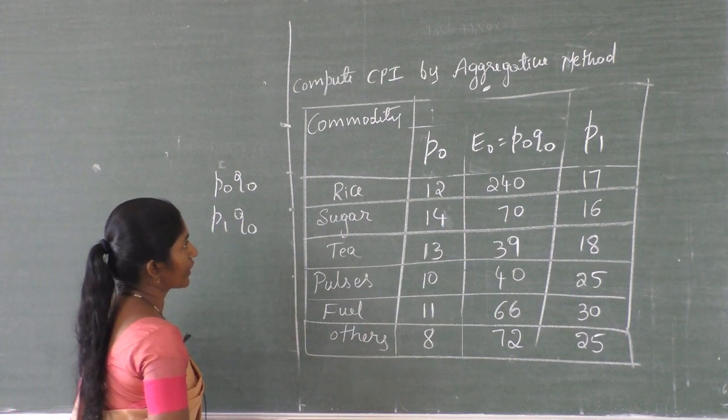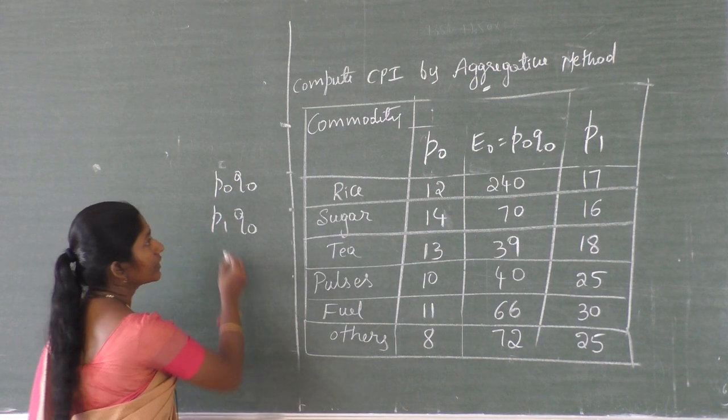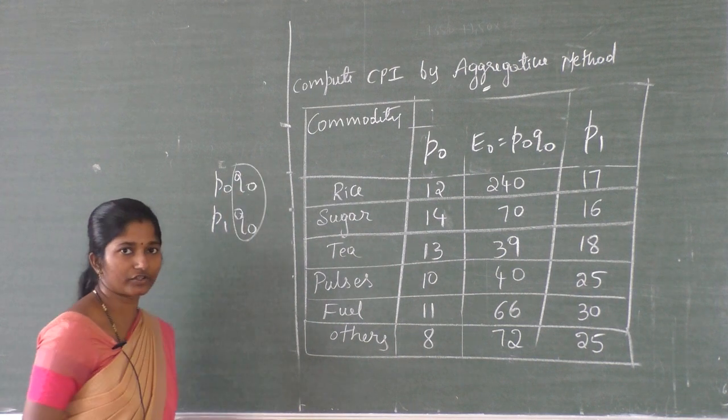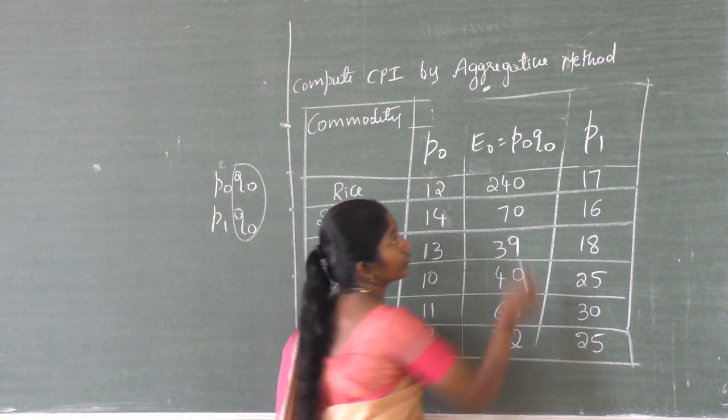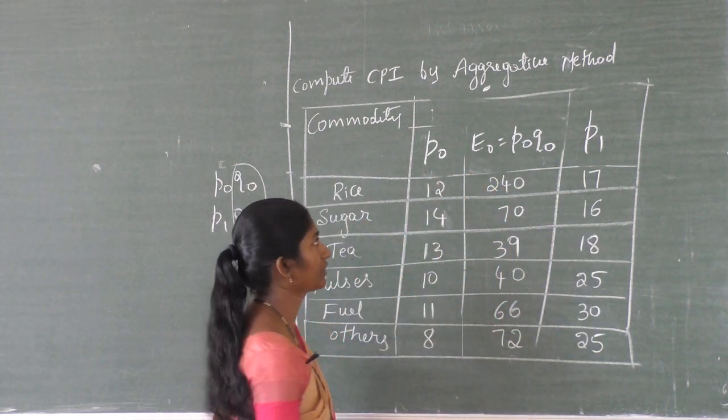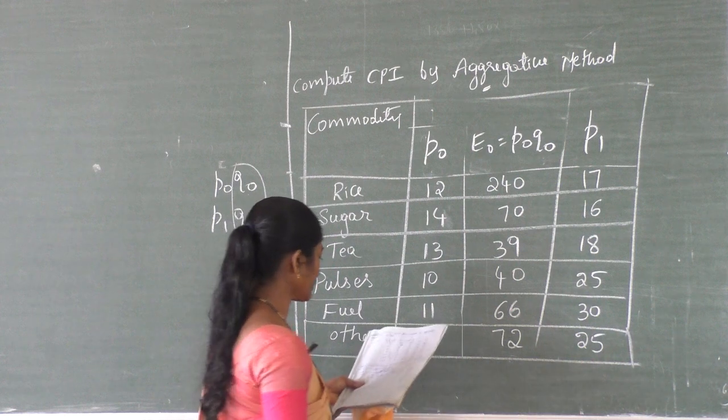Here which one do you have to find out? They are not given. Which one? Q0. You should find out Q0. How to find out Q0? Q0 equals E0 divided by P0, like that. E0 divided by P0.